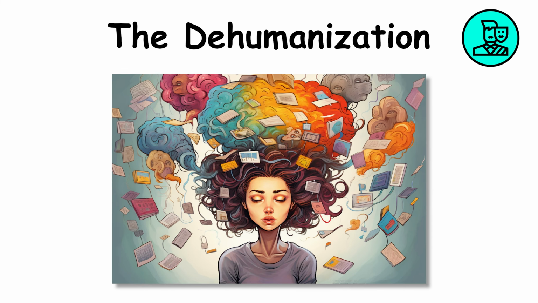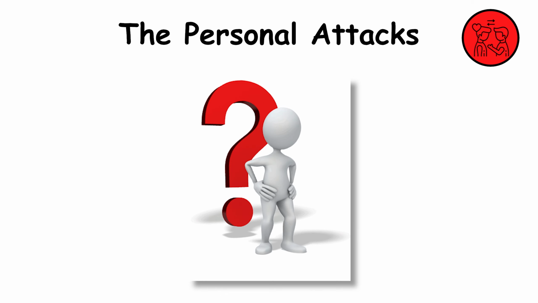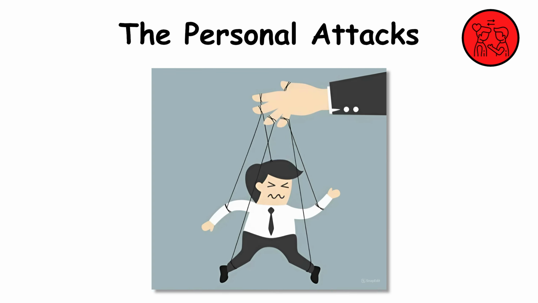The 12th technique is personal attacks. The manipulator attacks the victim's personal qualities instead of addressing the issue at hand. This causes the victim to start defending themselves and lose focus on the core conflict. For example, the manipulator might say, "You're always so useless," instead of discussing the actual situation. This shifts the focus from the problem to the victim's personal traits, making them more vulnerable to manipulation.